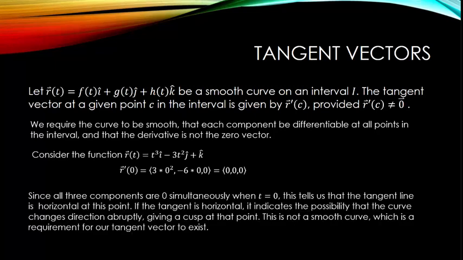Since all three of my components are 0 when t is 0, it tells me that the tangent line is horizontal at this point. And if a tangent line is horizontal, it indicates the possibility that the curve has a change in direction that is fairly abrupt. This gives me a cusp at that point. This means it's not a smooth curve, which is a requirement for my tangent vector to exist.